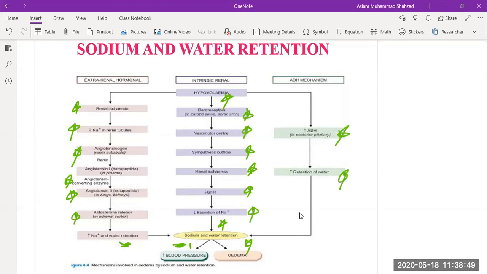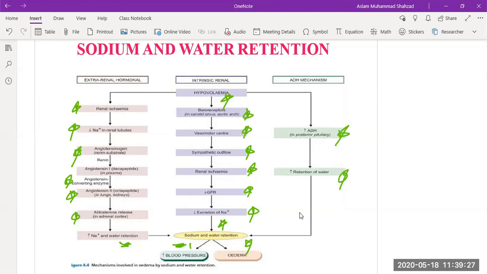So in the intrinsic case, what happens is that due to loss of blood, maybe because of an accident or injury, the baroreceptors are activated, and that activates the vasomotor center, which is responsible for renal ischemia, and that renal ischemia results in a decrease of the glomerular filtration rate. They try to retain sodium because of the loss of sodium from the blood loss, and that results in retaining more water and sodium. So that's one of the mechanisms which we call the intrinsic renal mechanism.